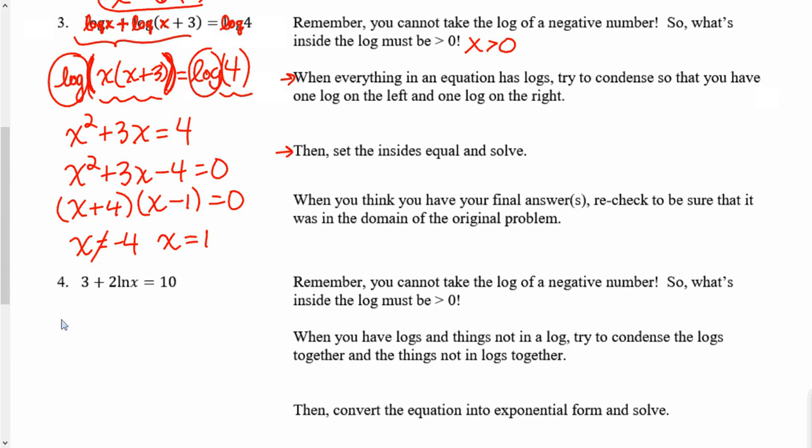The negative 4 solution is extraneous because that would make me take the log of a negative number. The log of 1, however, is going to work fine. When I plug it into my first term, I'd have the log of 1. The second term would be the log of 4, which is also fine.